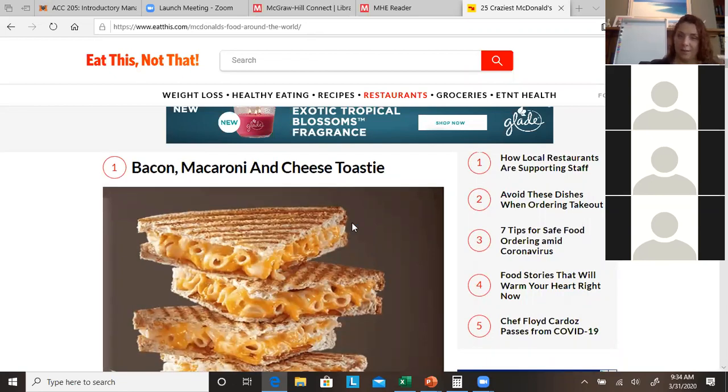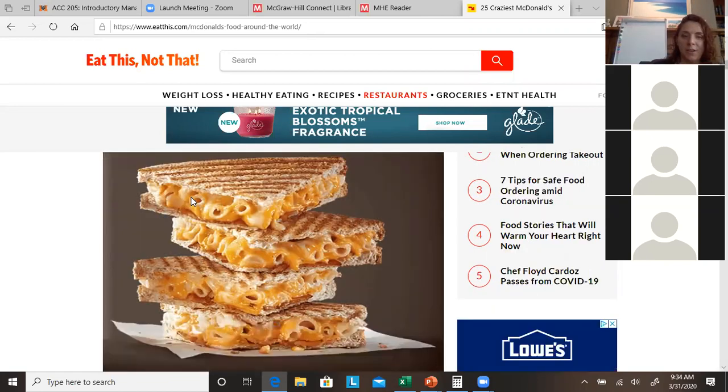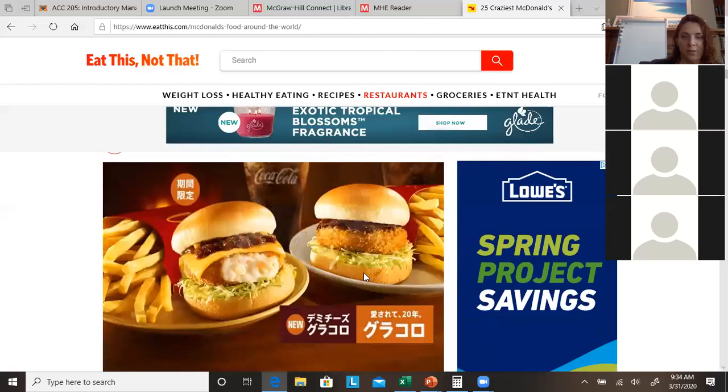The bacon. That's not half as bad as what I pictured. Really? I mean, macaroni, bacon, and cheese toasty. I can't believe you guys were just listening to me talk about this food and not seeing pictures. Okay, I'm sorry.